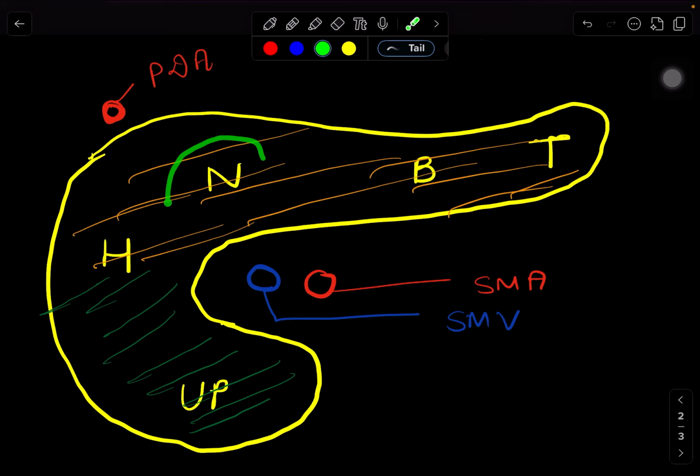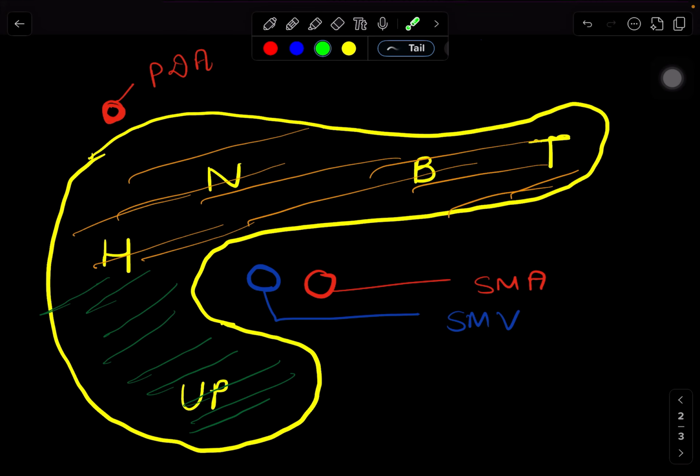The neck of the pancreas is somewhere here, and it lies anterior to the L2 vertebra. And behind the neck of the pancreas, the superior mesenteric vein joins the splenic vein to form the portal vein, that we'll see in the next diagram. And here also you can see that in between the neck and the uncinate process, two vessels are present, superior mesenteric artery and superior mesenteric vein. That also we'll see in the next diagram.